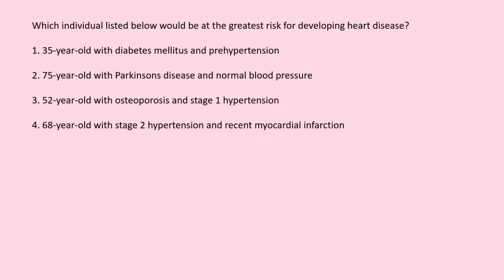Which individual listed below would be at the greatest risk for developing heart disease? 1. 35-year-old with diabetes mellitus and prehypertension. 2. 75-year-old with Parkinson's disease and normal blood pressure. 3. 52-year-old with osteoporosis and stage 1 hypertension. 4. 68-year-old with stage 2 hypertension and recent myocardial infarction.